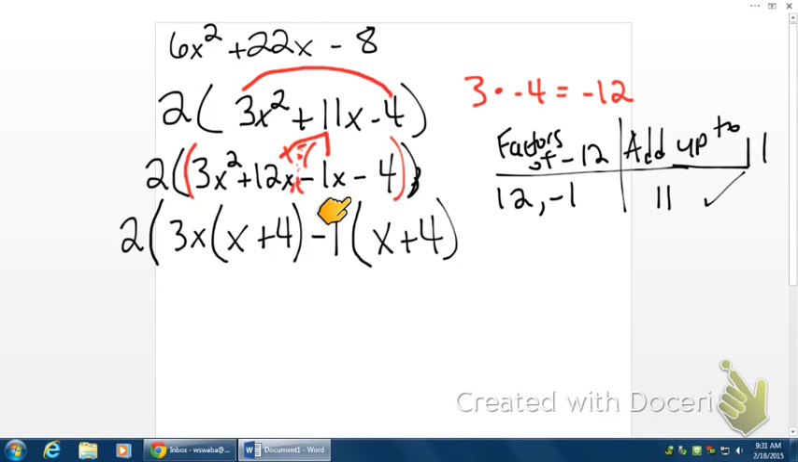Guys, how do we go back and check and see if we factored this out correctly? Well, distribute. The negative 1 times an x gives me a negative x. A negative 1 times a positive 4 gives me a negative 4. So we did that correctly.